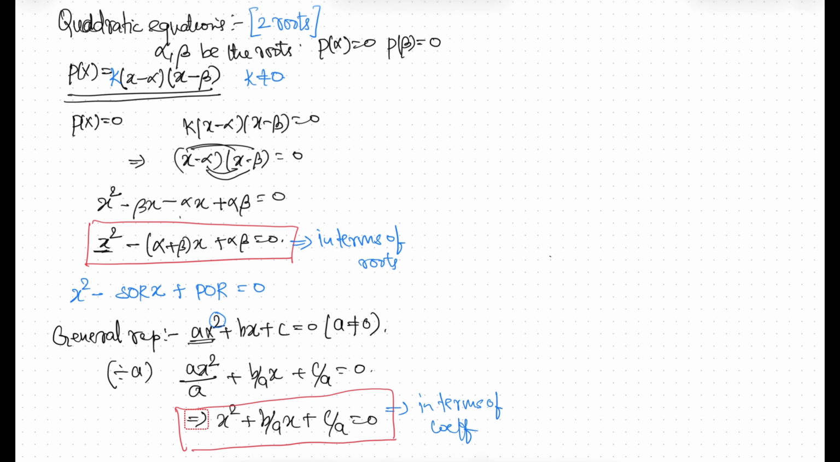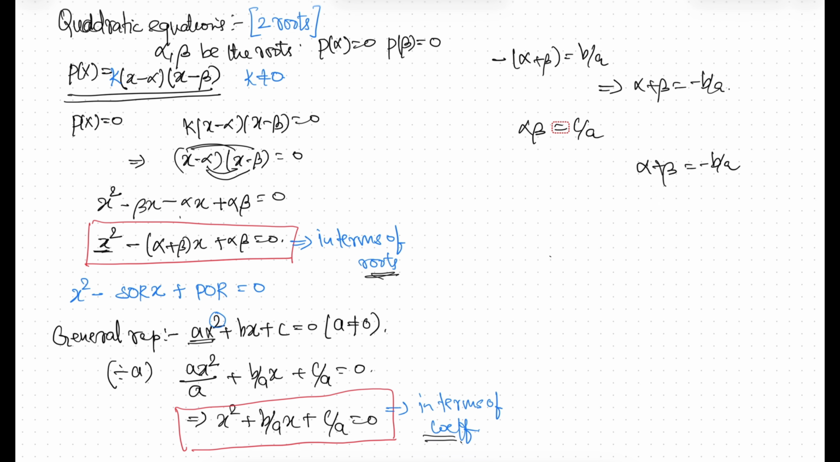Now I can establish a relationship between the roots and the coefficients. In the place of minus alpha plus beta, I am having b by a, which makes alpha plus beta equal to minus b by a. And in the place of alpha beta, I am having c by a. So alpha plus beta is equal to minus b by a and alpha beta is equal to c by a. This is the relation that we are deriving between the coefficients and the roots of the quadratic equation. Thank you.